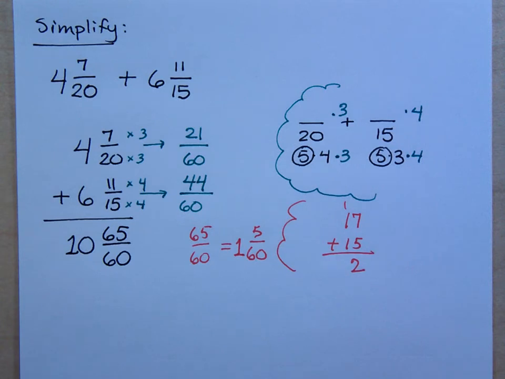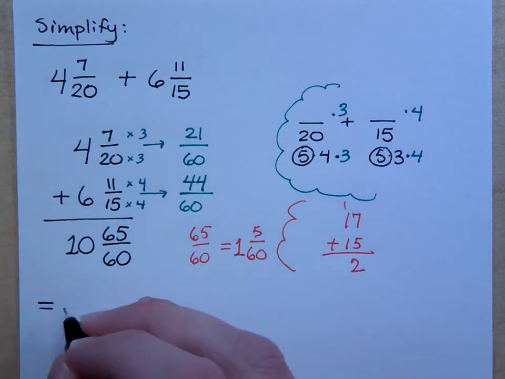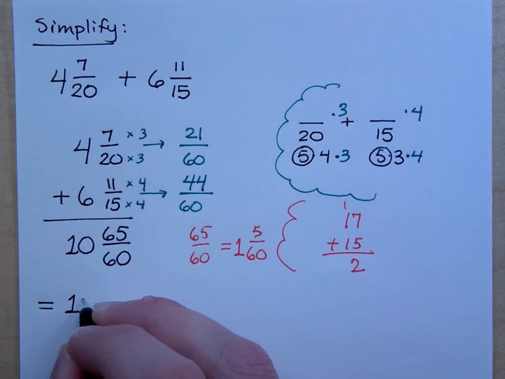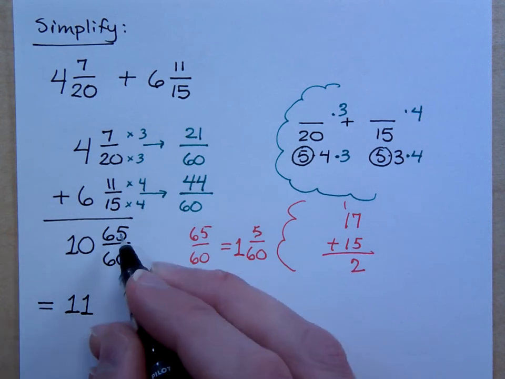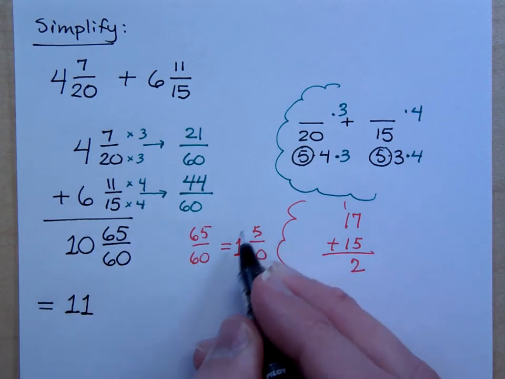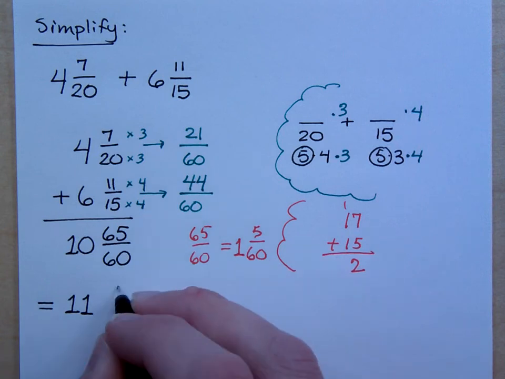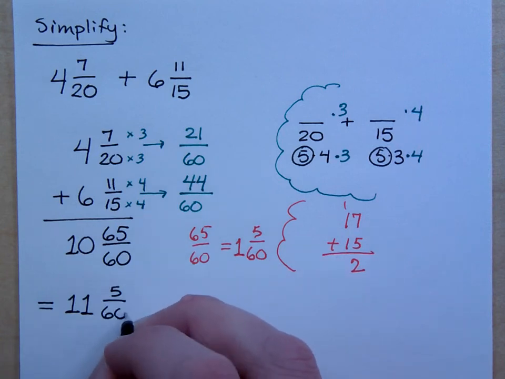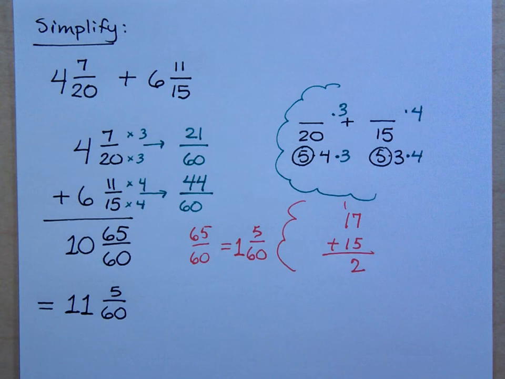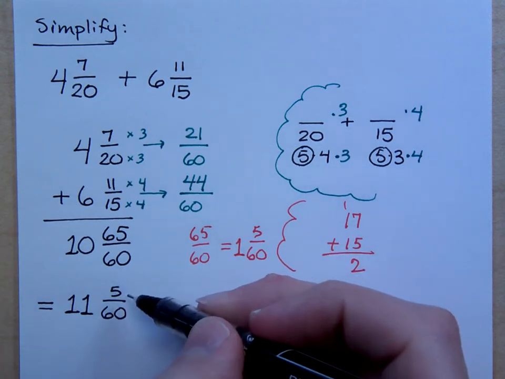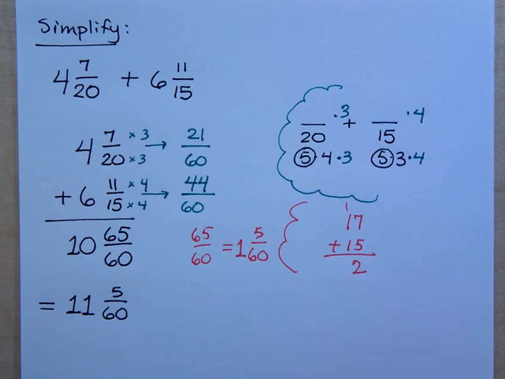So my 10 becomes what? My 10 becomes 11, and the 65 over 60 is going to reduce back to the 5 over 60, right? Because I had enough pieces to make another whole unit. And now I've got 5 left over. Now is this my final answer? No. Why is this not my final answer?